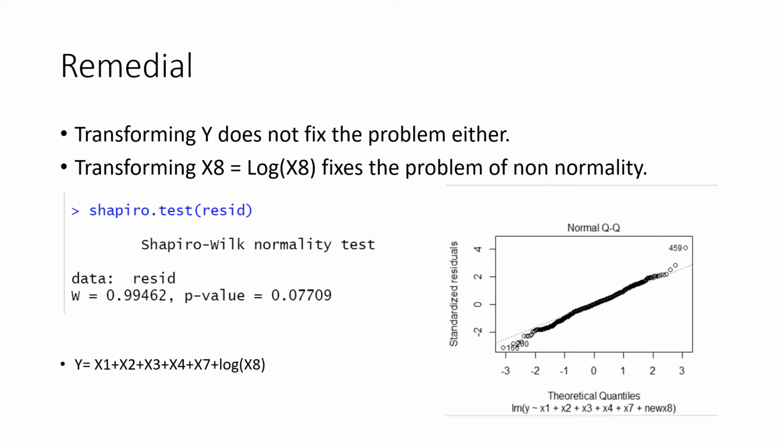To try to fix the problem of non-normality, I originally tried to transform Y and found that that actually makes it worse. So then I went through every explanatory variable until I determined that the only transformation that actually fixes the problem is when you transform X8 into the logarithm of X8. I then did a Shapiro test to prove that doing this transformation does fix the problem of non-normality.